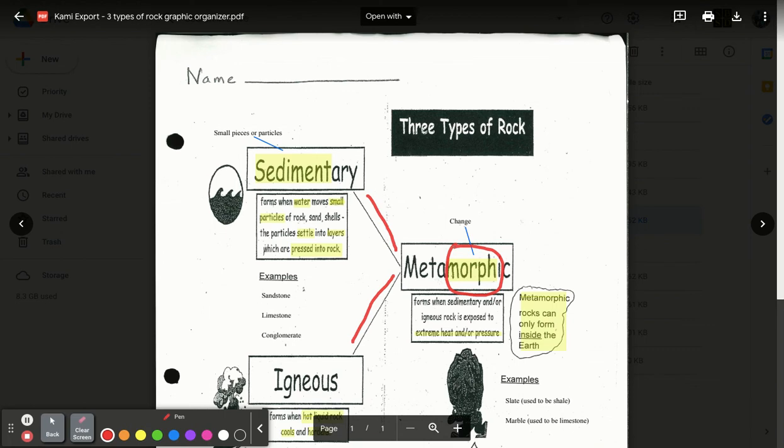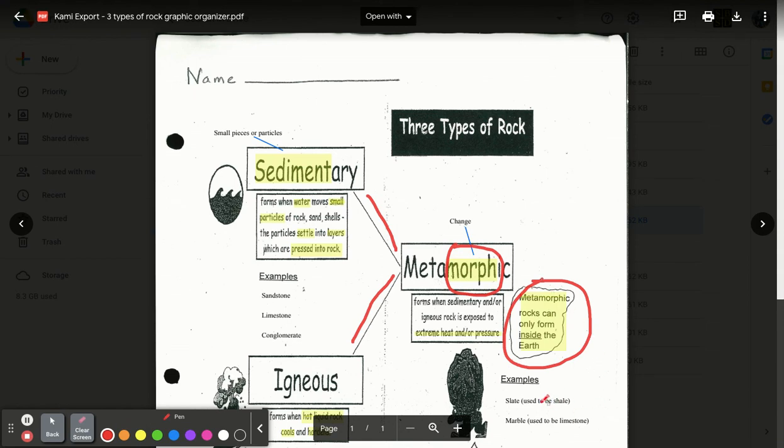Now, this can only happen deep in the earth, so I wrote that on the side here. This is an internal process. Deep in the earth, sedimentary or igneous rocks get exposed to a lot of pressure. There's pressure inside the earth and a lot of heat, and these rocks actually change into a metamorphic rock.